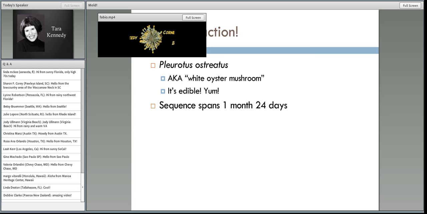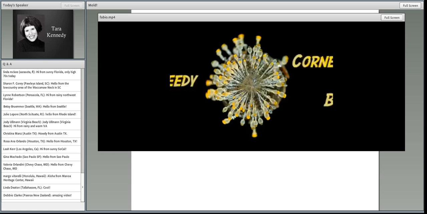So this is a white oyster mushroom that has been basically injected into this book here, which happens to have the illustrious Fabio on the cover. So I thought it only fun to watch Fabio get ingested by a mushroom.